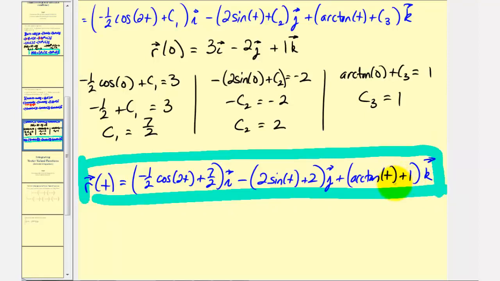Okay, that's going to do it for these two examples. Next, we'll take a look at definite integration involving vector valued functions.